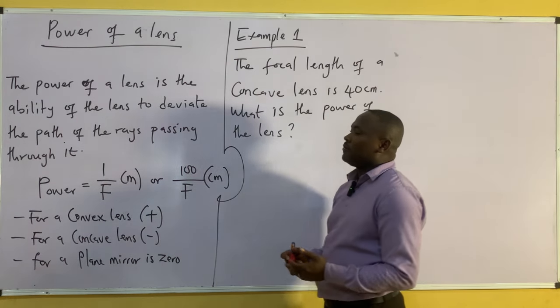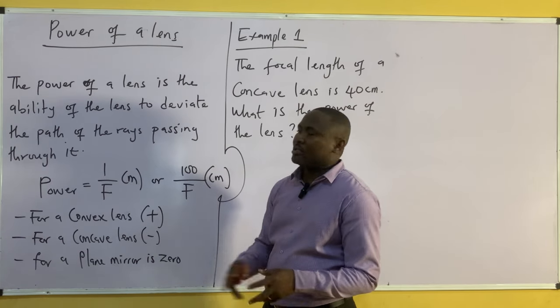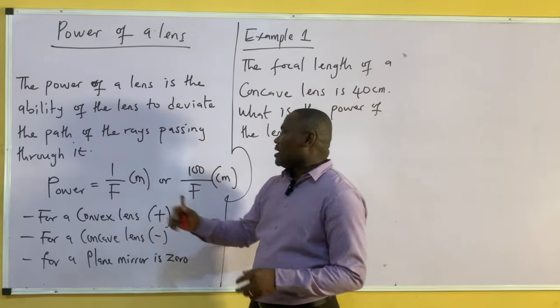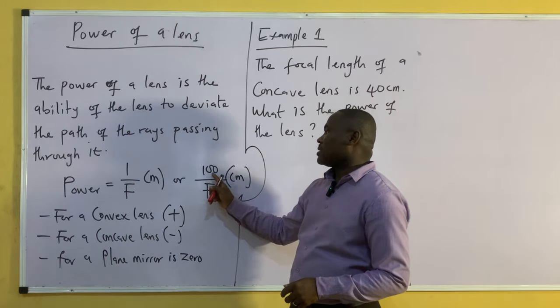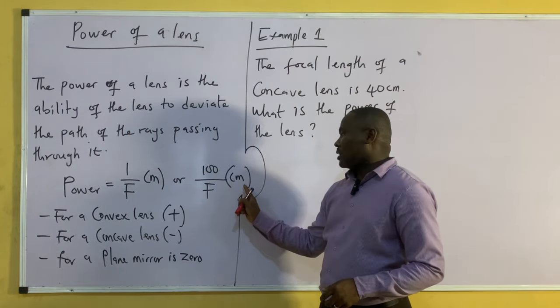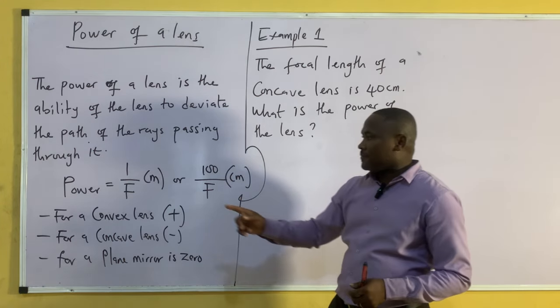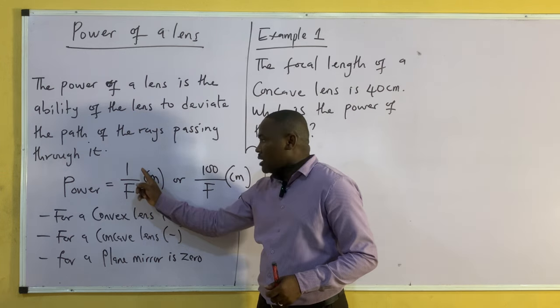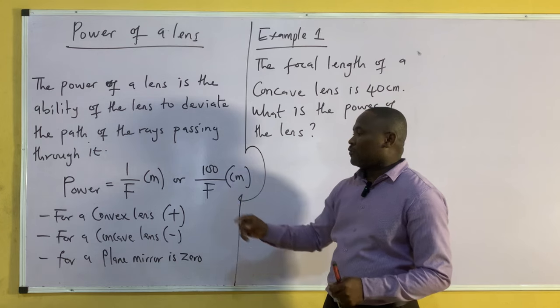What's the formula for power of a lens? The power of a lens is the reciprocal of the focal length. That's 1 over focal length if it's in meters. But if it's in centimeters, it's 100 over focal length. If the focal length is given in meters, it is 1 over the focal length. But if it is given in centimeters, it is 100 over focal length.